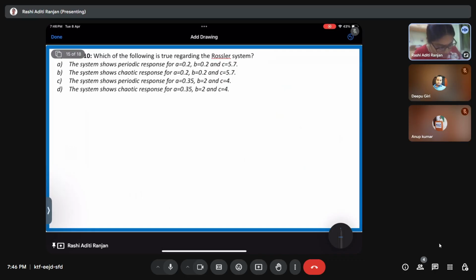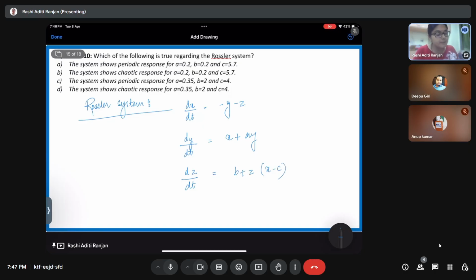So when we talk about a Rossler system, it is essentially a three-dimensional system which has dx/dt given as minus y minus z, dy/dt given as x plus a y, and dz/dt given as b plus z times (x minus c). So we have three parameters over here, which are a, b, and c.